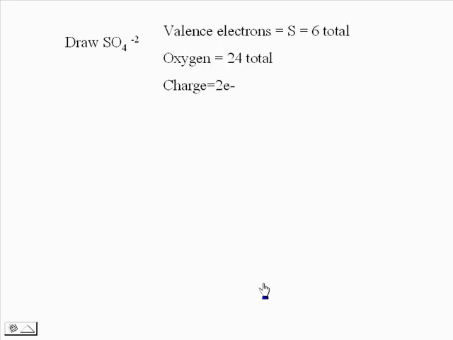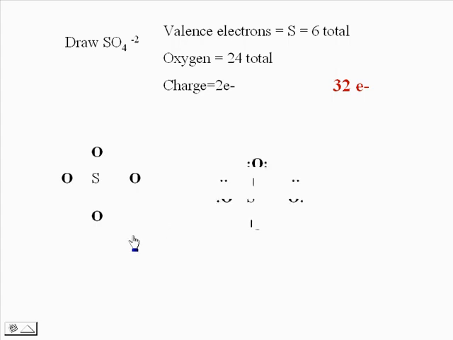Sulfate with a -2 charge. When you add up the valence electrons, the thing that is different about this one is that it has a charge. The reason why it has a charge is it has an excess amount of electrons. The sulfate ion. That's where it gets its -2 charge. You need to add that into your total valence electrons. When you add them up, then I'll have 32 valence electrons for this compound.